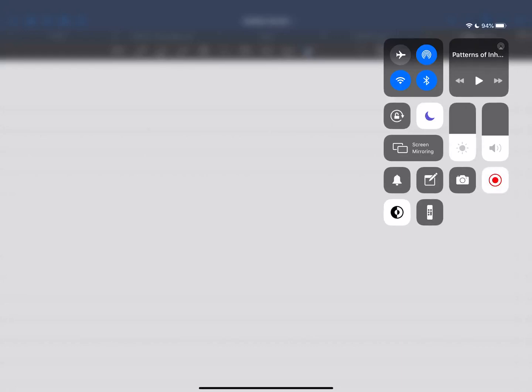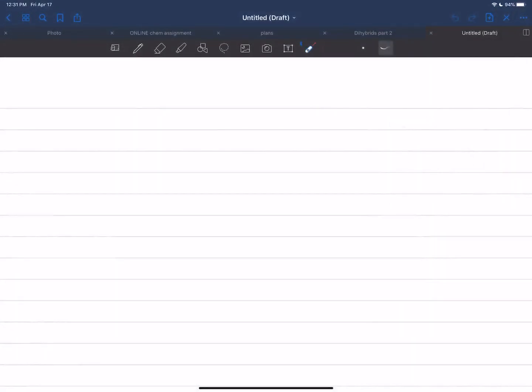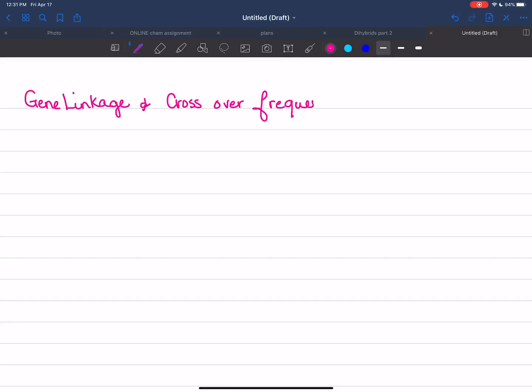Everyone. So today we're going to look at gene linkage and crossover frequency. Now, when it comes to gene linkage, we're going to start with that. I'm going to just give you the title for all of it. Gene linkage is a deviation from Mendel's law of independent assortment.